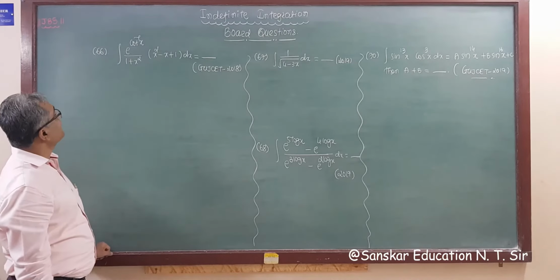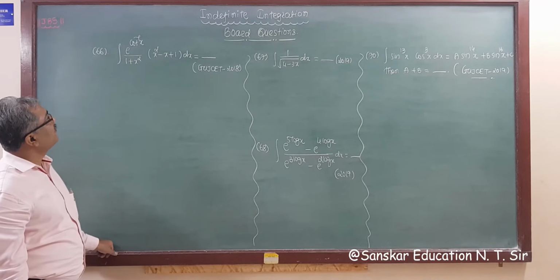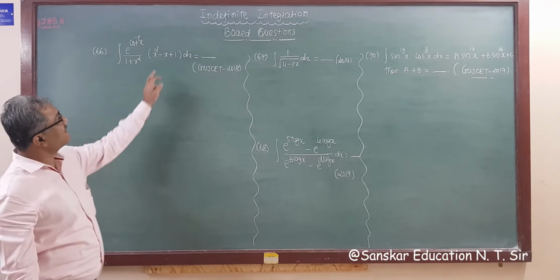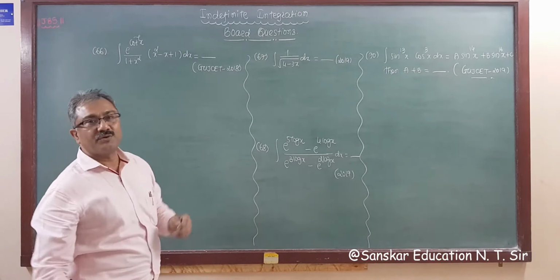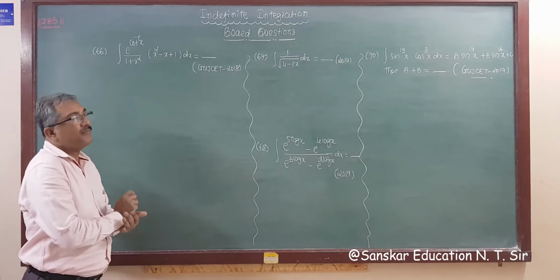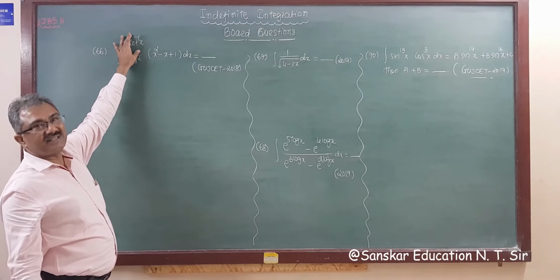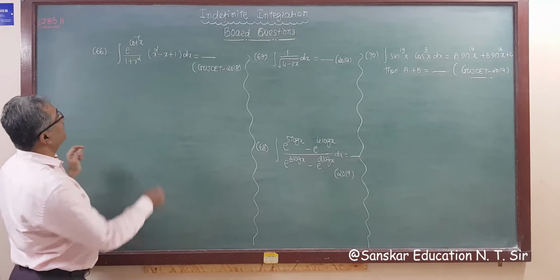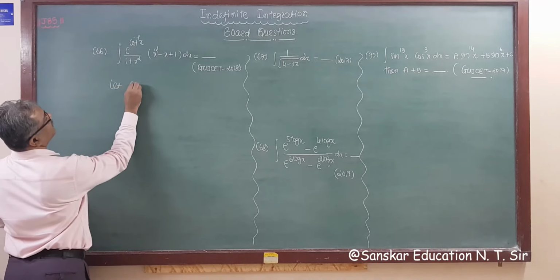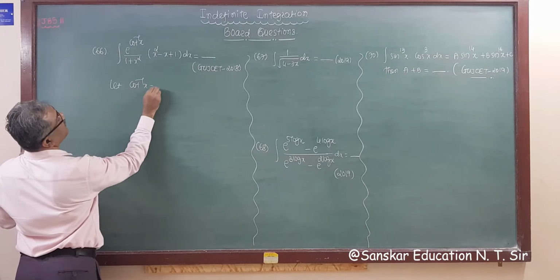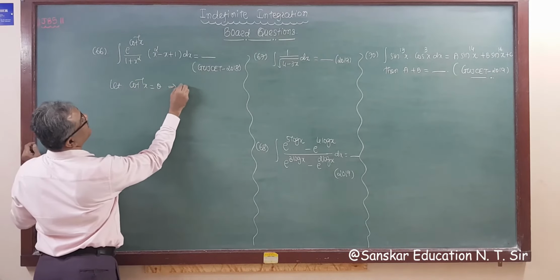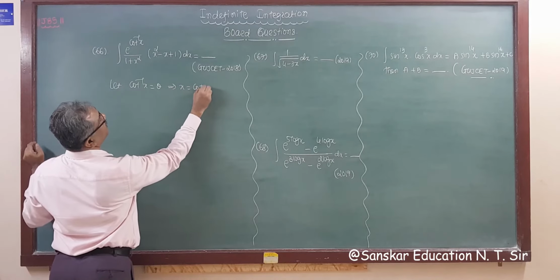Question number 66. Integration of e raised to cot inverse x upon (1 plus x square plus minus x plus 1) dx. Question from 2018, which get exam, right? So this is something new, cot inverse x. So we assume cot inverse x is equal to theta, right? So let cot inverse x is equal to theta. So what is x? x is equal to cot theta.